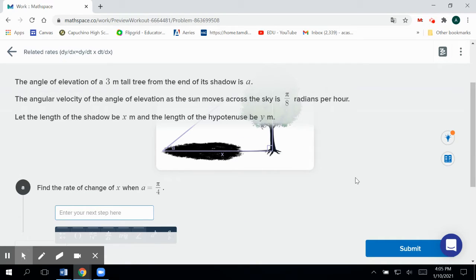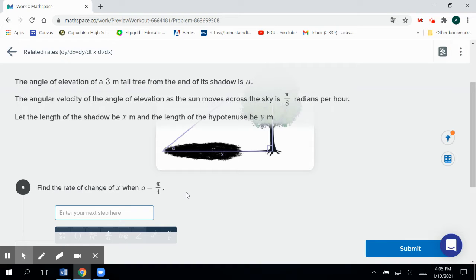Okay, next, find the rate of change of x when a is equal to pi over 4. So remember, your problem might have a different number. The first time I did this problem, it gave me pi over 6. So you might have a pi over 3. But notice pi over 4 is something that's on our unit circle. So we are going to use our unit circle for this problem.